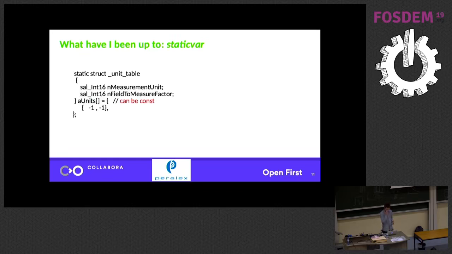Static var looks for things that can be declared constant static, in which case they're stored in the read-only part of a segment when the code is compiled, and they can be usefully shared between different processes.